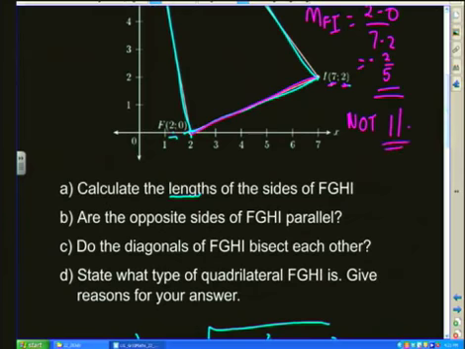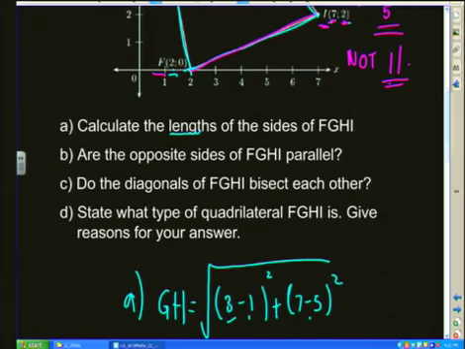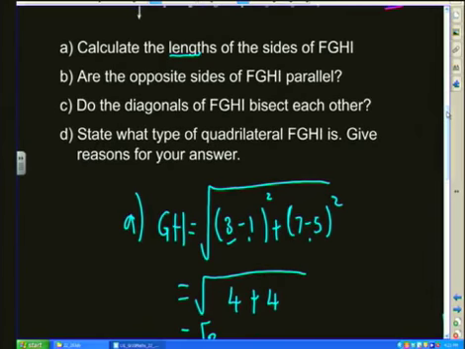Okay, and what you guys can check, and I'm not going to do it now, I'm going to leave it for you to do, is you can also check and you'll see that side HI is not parallel to GF. Okay, so I want you to prove that to yourself, that HI is not parallel to GF. Okay, so it's just a straightforward application of your gradient formula and remembering that if lines are parallel, then the gradients must be equal. Okay, part C, do the diagonals of FGHI bisect each other?